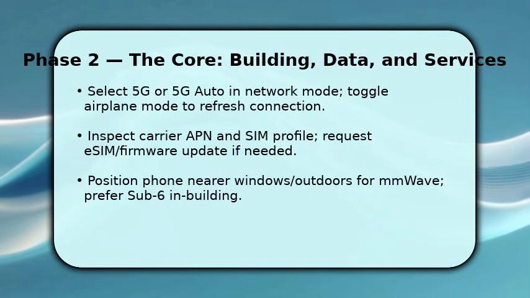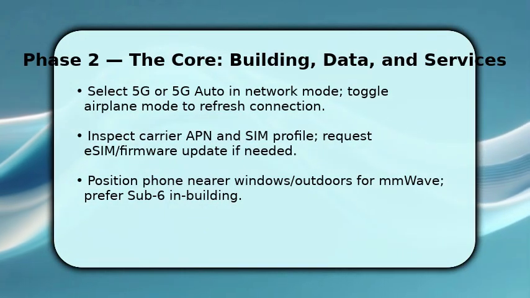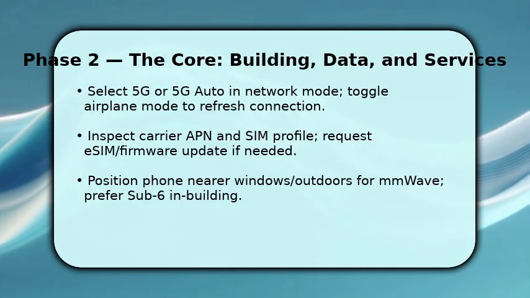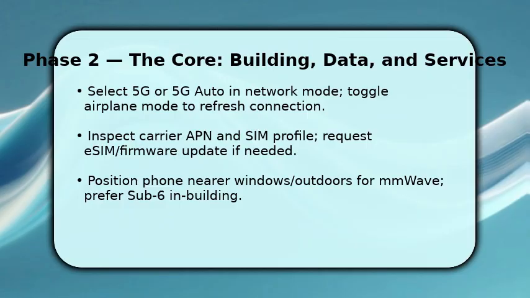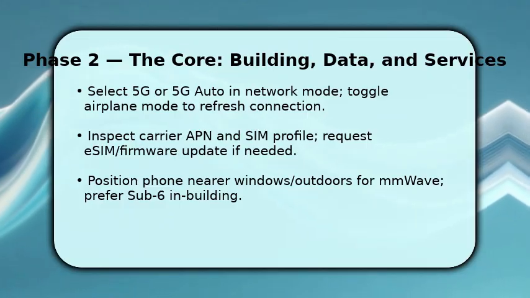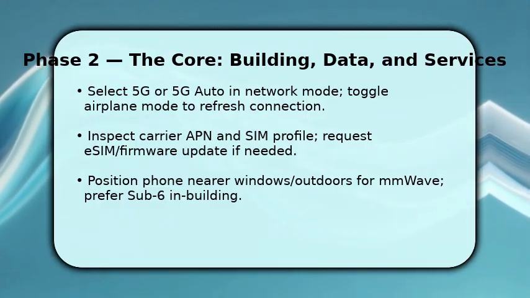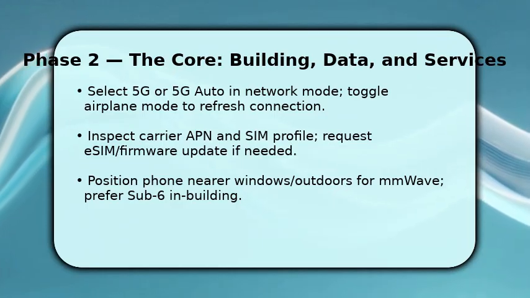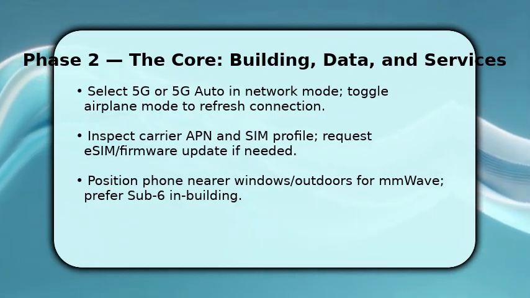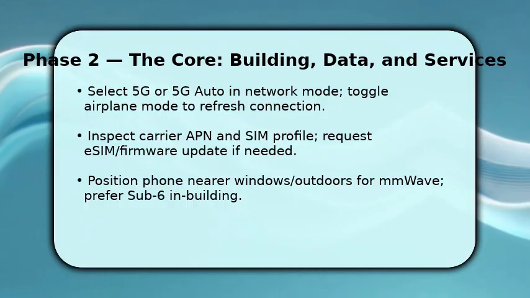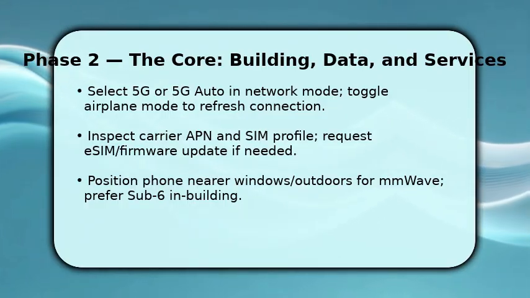Once registered on the carrier, you configure and optimize. In Settings, select 5G or 5G Auto and then toggle airplane mode briefly. This forces the modem to rescan and can switch you into 5G bands. If you still do not see 5G, check the carrier APN and SIM profile. Sometimes a new eSIM or carrier firmware push is required, so request an update.